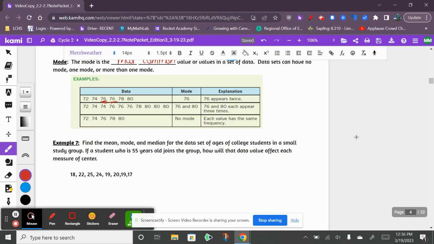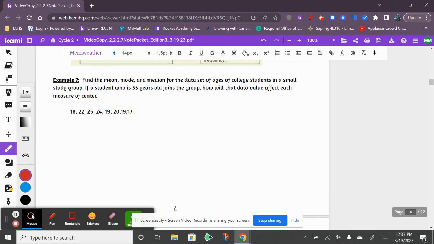When we look at this one, 74 appears twice, but we have 76 appear 3 times and 80 appear 3 times. So 76 and 80 appear the most. And because it's a tie, 76 and 80 are our modes. It does not matter that 74 repeated twice because 76 and 80 repeated more. In this one, none of the numbers repeat, so there is no mode. Everyone is just as popular as the other ones.